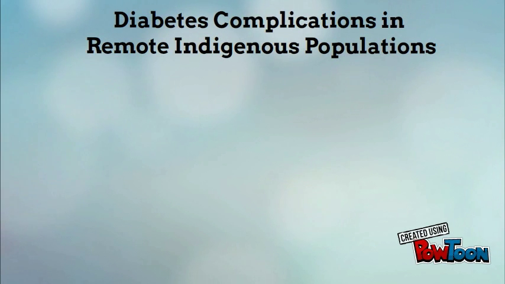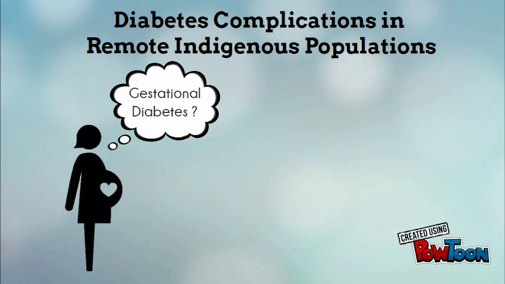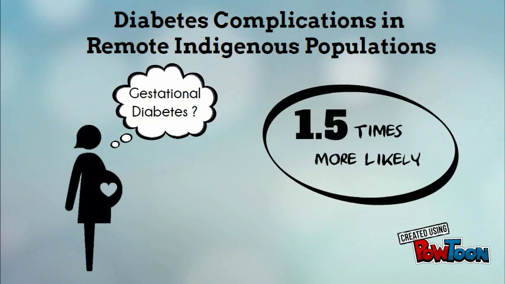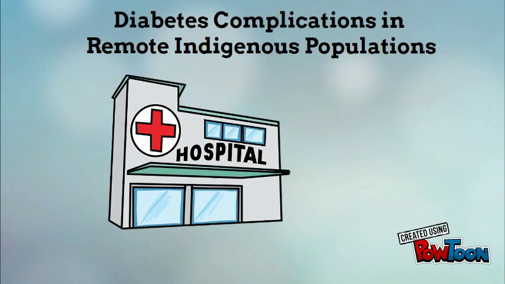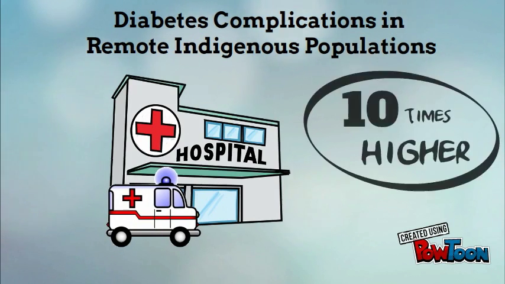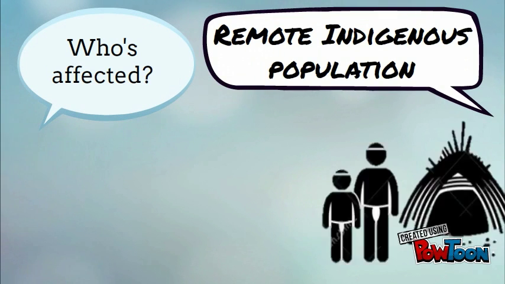There are also significant statistics regarding diabetic complications, where gestational diabetes is 1.5 times more common in the Indigenous population. Hospital admission rate is up to 10 times higher compared to their non-Indigenous counterparts. Those affected the most are Indigenous Australians that reside in remote areas.